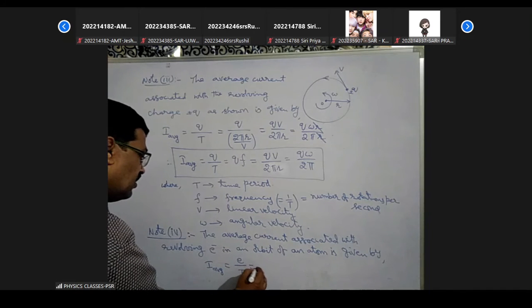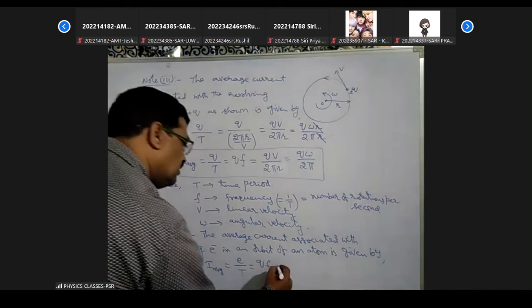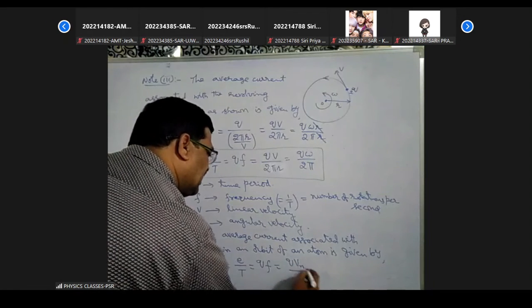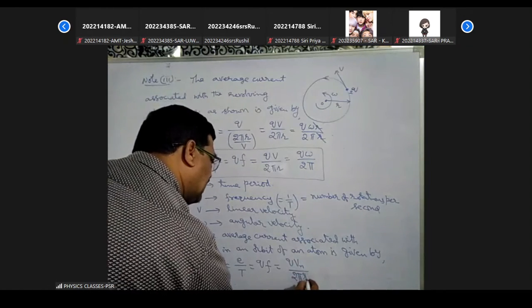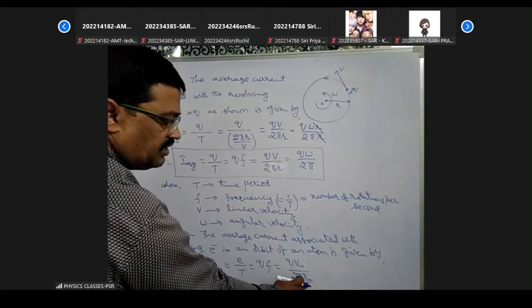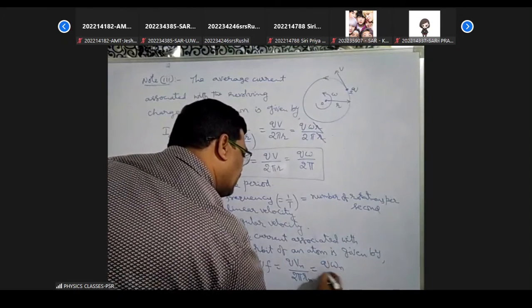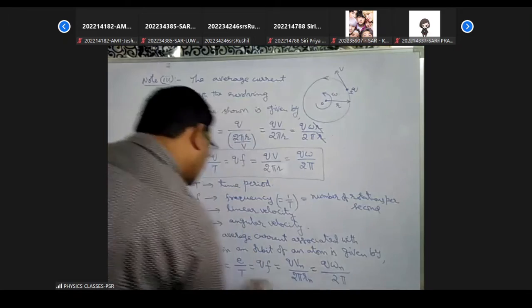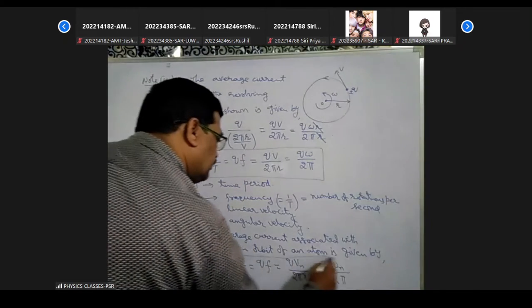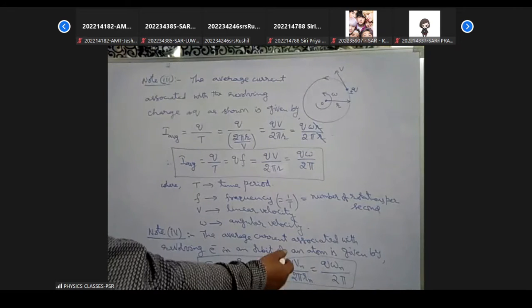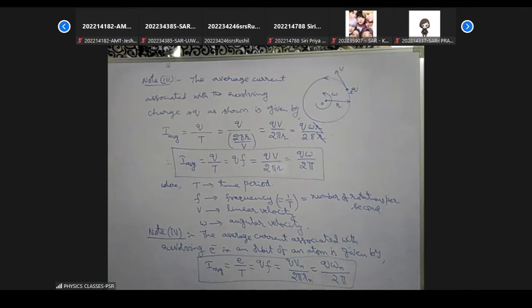I average is equal to e by T, which is equal to e into Vn, where n is the nth orbit, by 2 pi Rn. This is the velocity of the electron in the nth orbit. This is the radius of the nth orbit, which is equal to e into the angular velocity of the electron in the nth orbit by 2 pi. Here the velocity of the electron in the nth orbit is directly proportional to Z by n, and the radius is directly proportional to n square by Z. Is it correct or not? In Bohr's model, one should use those formulas also here to calculate the comparison.